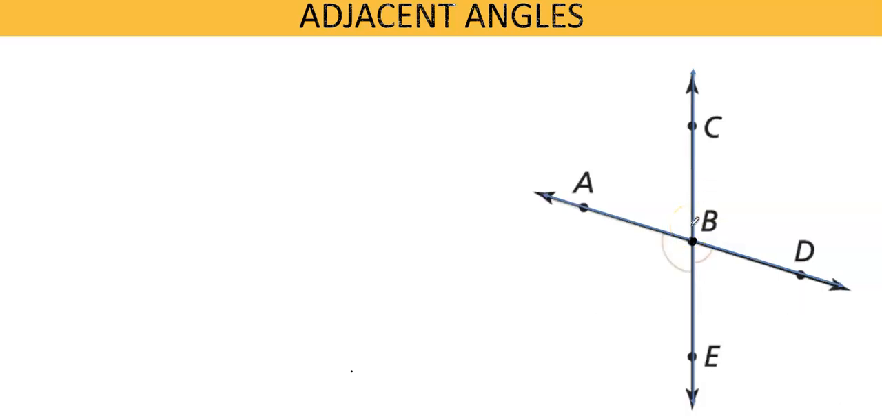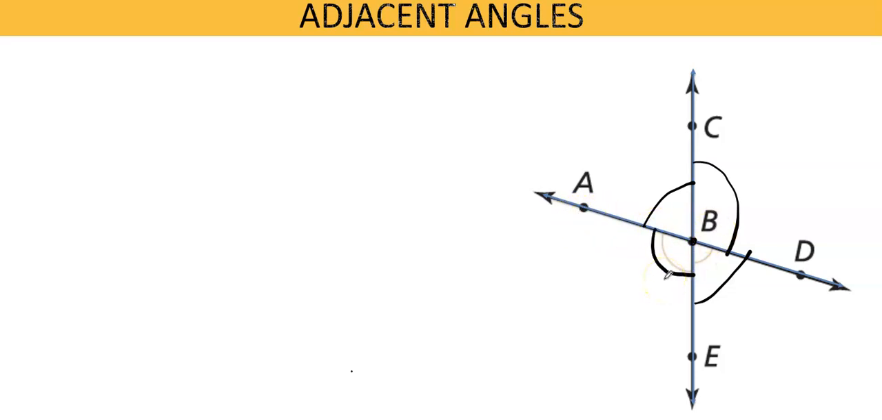Let us label our points. We can call this line ABD and this line CBE. The point where they intercept, we call it B. Alright, so a number of angles are formed. We have angle ABC, angle CBD, angle DBE or EBD, whichever way you want to call it, and angle ABE.